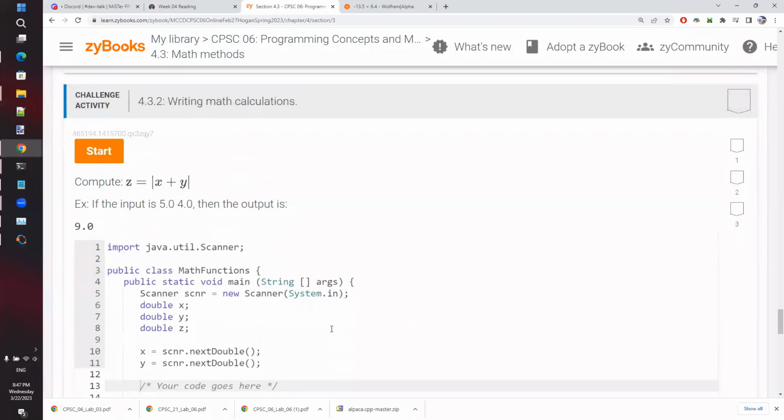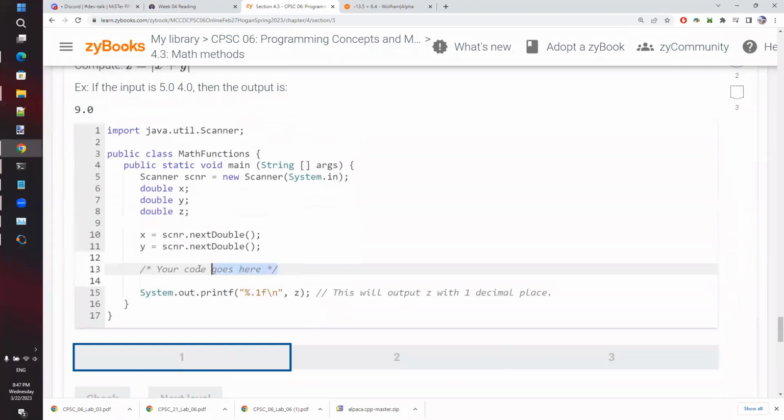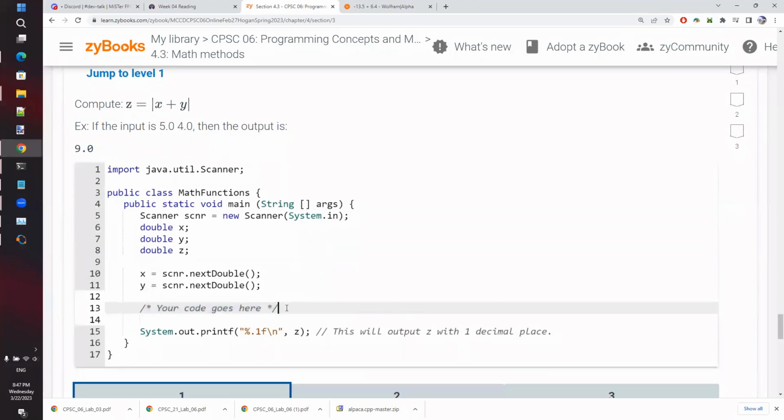Now we have to write them ourselves, and we've got 3 of them. So this is just seeing if we can remember or use the methods from the math class, and we'll see if we can. But it shouldn't be that hard. So it says compute z equals the absolute value of x plus y. All you're doing here is trying to write this as Java code.